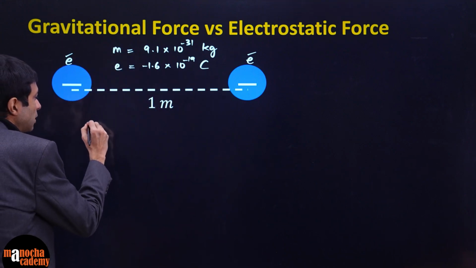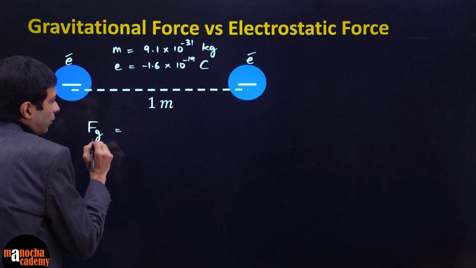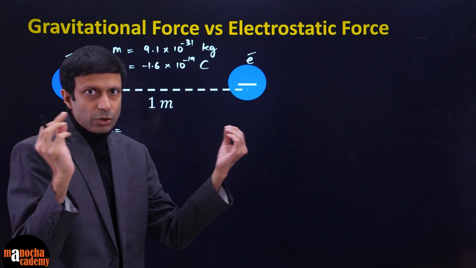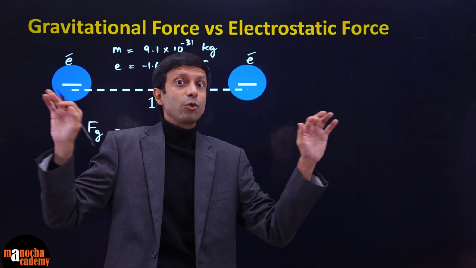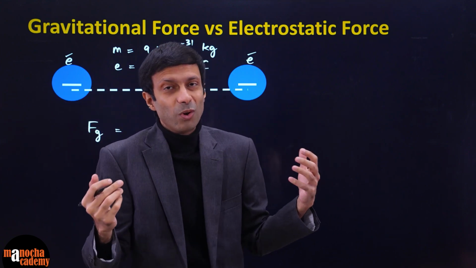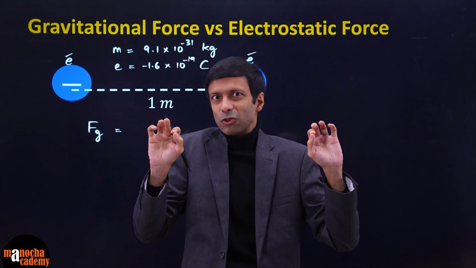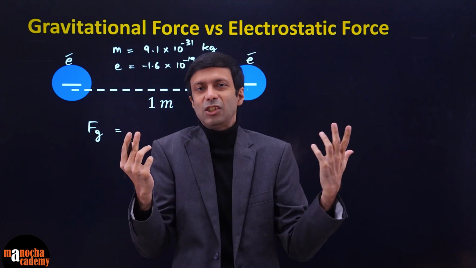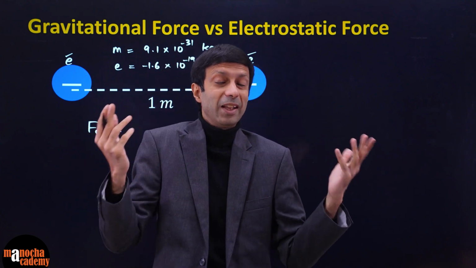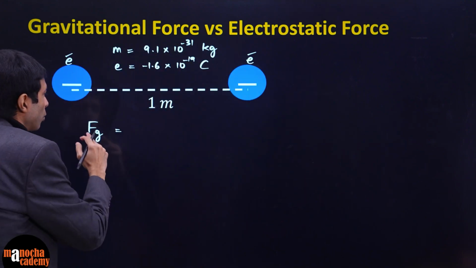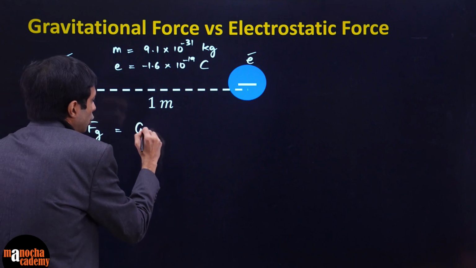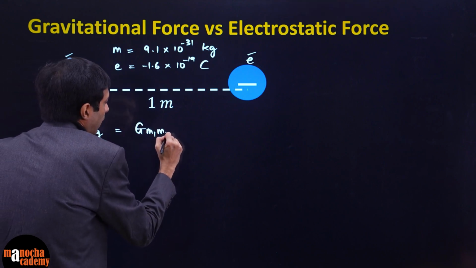So let's look at the gravitational force between these two electrons. Gravitational force, they're going to attract each other, but the electrostatic force will repel. So finally, we have to see who wins. Will the two electrons repel each other or will they attract each other? Or maybe they cancel. Let's take a look. Gravitational force, we know the formula G m1 m2 by r square.